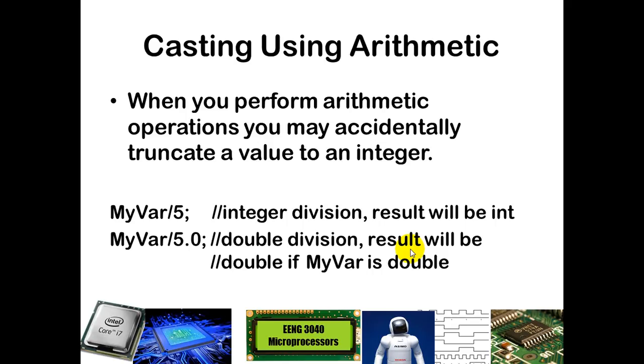So here's how casting can work in arithmetic. If you had a variable called myvar and you divided it by 5, that will give you an integer value. It will not keep the fractional portion. But if you divide by 5.0, effectively the same thing, this is a double, and assuming myvar is a double, or you've cast myvar into being double precision, this will give out a double. It's very subtle, but it is important that you know the difference between integer division and double division.